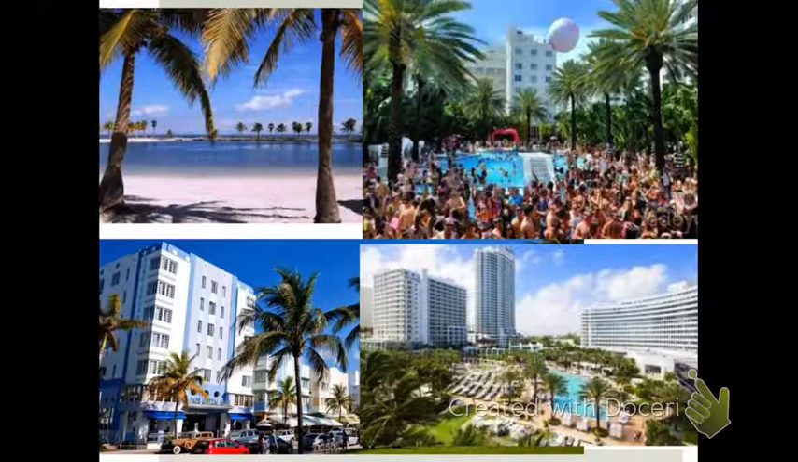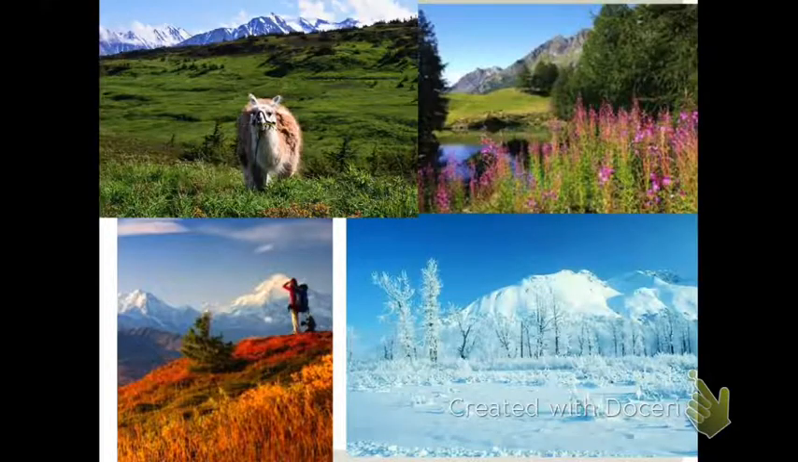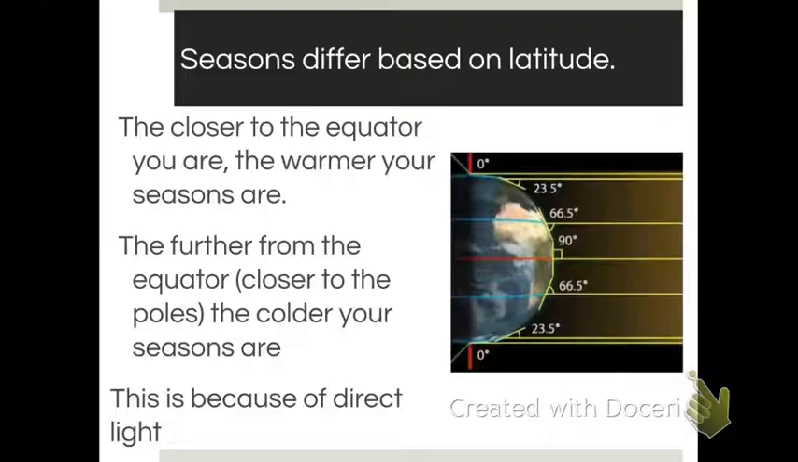So now we're going to look at why it is that seasons vary so much based on location. And this is somewhere in the north. I don't know what kind of animal that is, but that is the summer picture, and in the background you can still see snow. And the animal is super, super fuzzy because it's still super, super cold even in the summer. I think that's somewhere in the U.S., maybe Alaska. Okay, so seasons differ based on latitude.